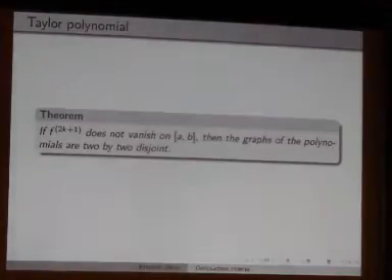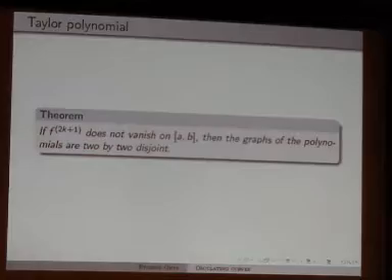Theorem. The theorem is this. Suppose you have a function on some interval AB, and assume that some derivative of odd degree 2k plus 1 does not vanish on the interval AB.